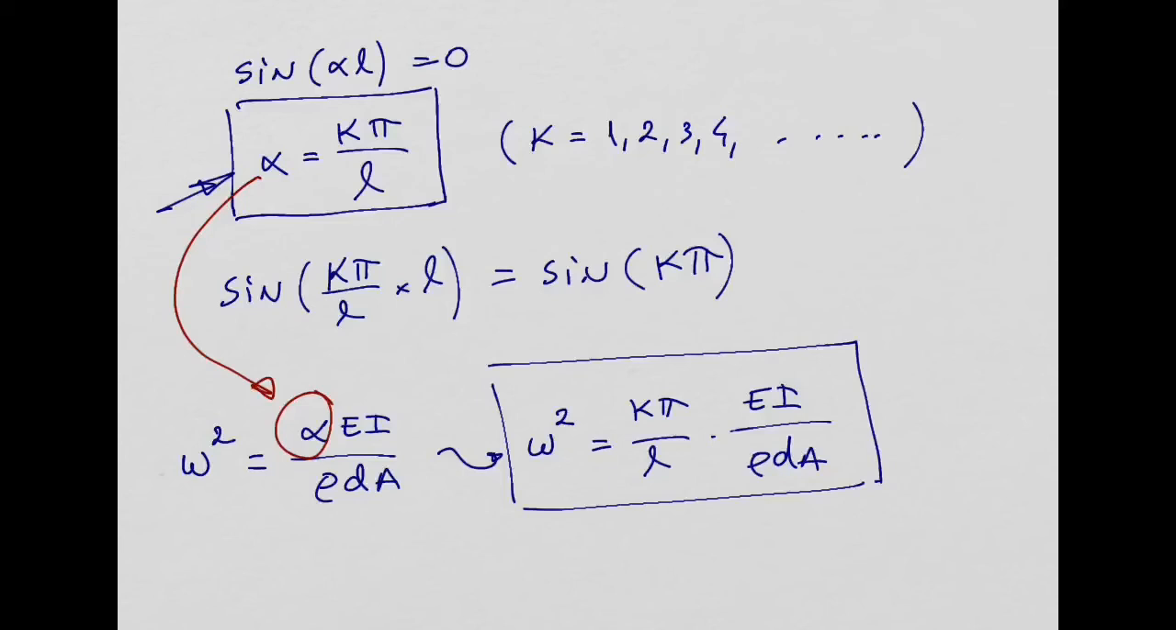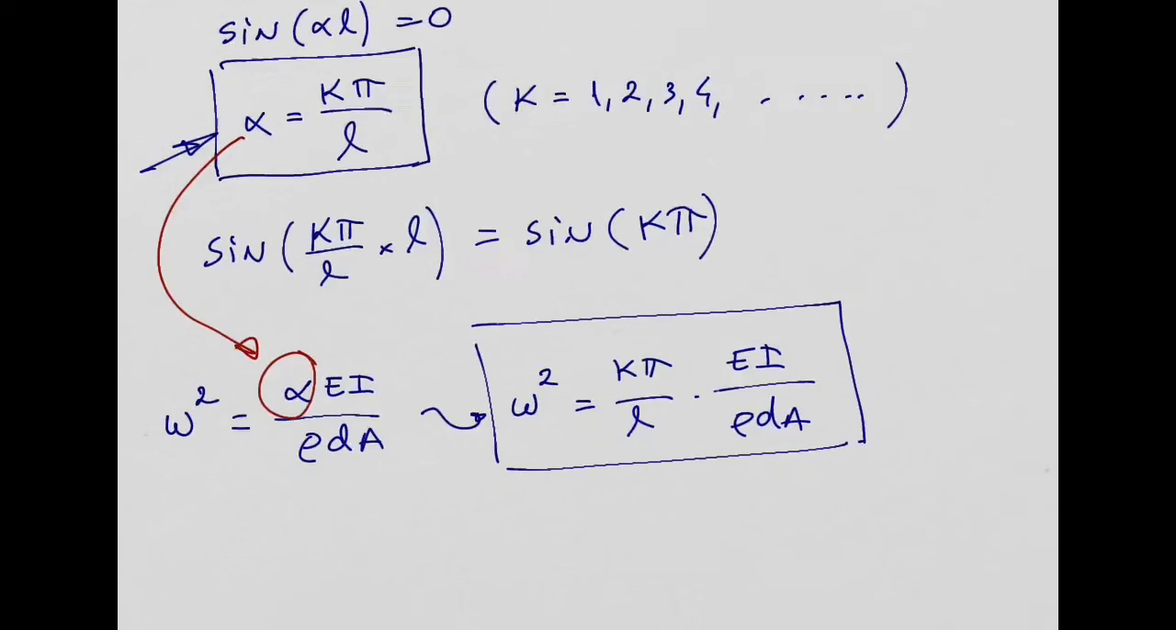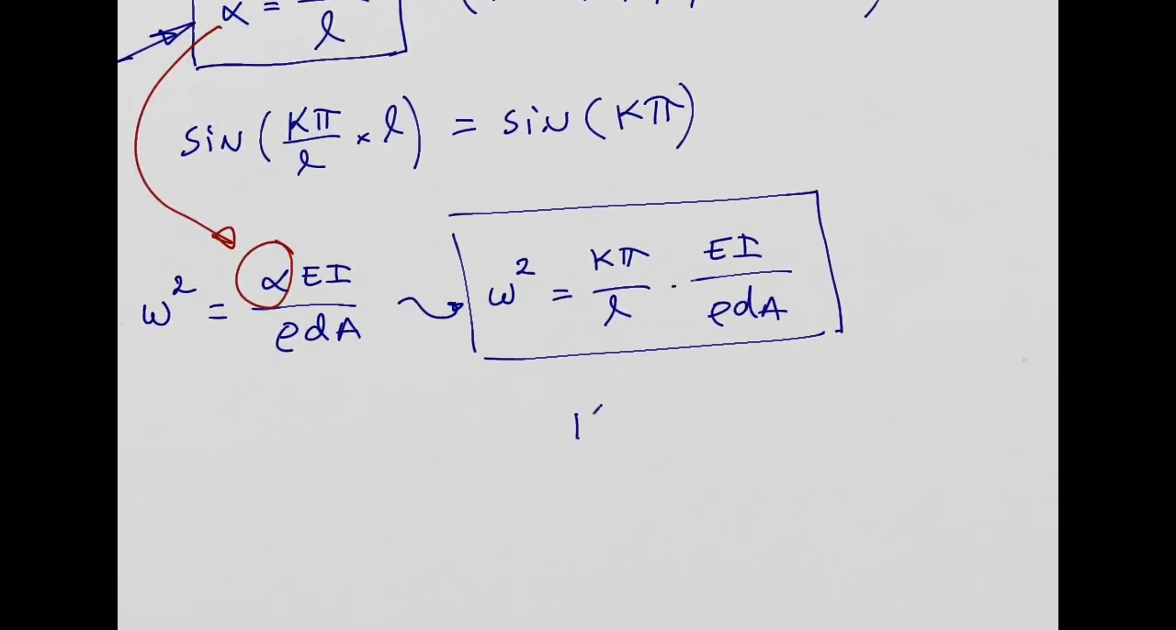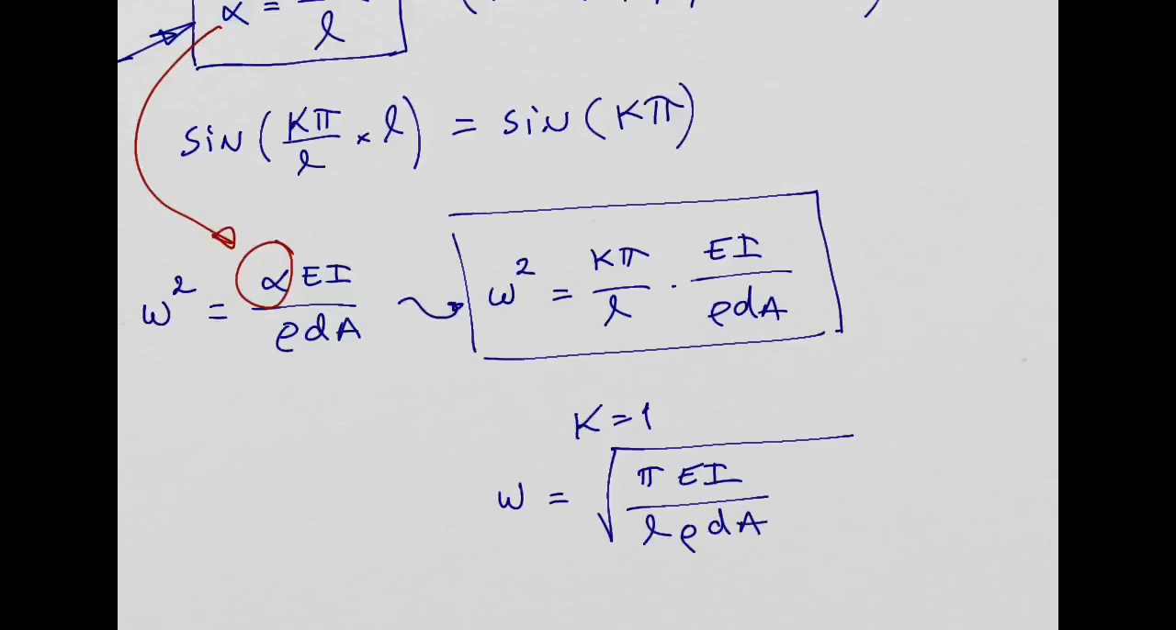You have everything, okay? You have the area of the cross-section, you have the Young modulus, you have the second moment of area, you have the density of the material you are using. So the lowest natural frequency is when this k is equal to 1. So the lowest natural frequency is going to be the square root of pi EI over L rho dA.